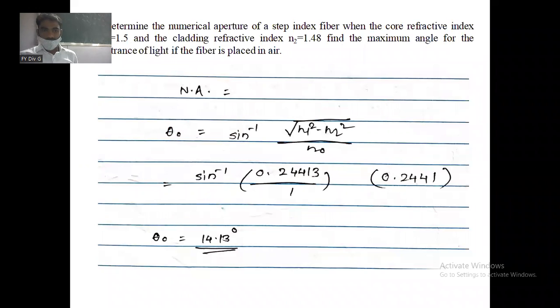See here, theta 0 is equal to sine inverse of square root of n1 square minus n2 square divided by n0. So we have n1 is equal to 1.5, n2 is equal to 1.48, and n0 is equal to 1. So theta 0 is equal to sine inverse of 0.2441 divided by 1, so theta 0 is equal to 14.13 degree. This is the acceptance angle.